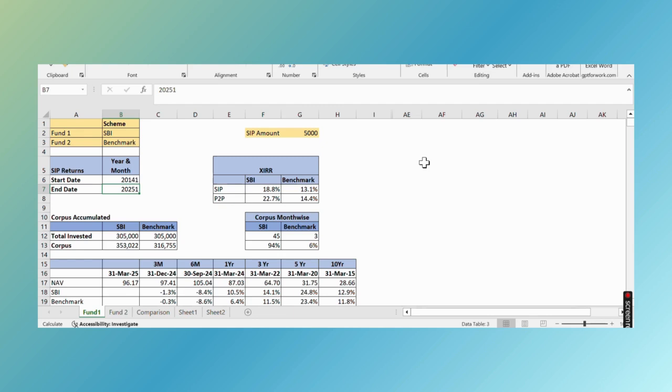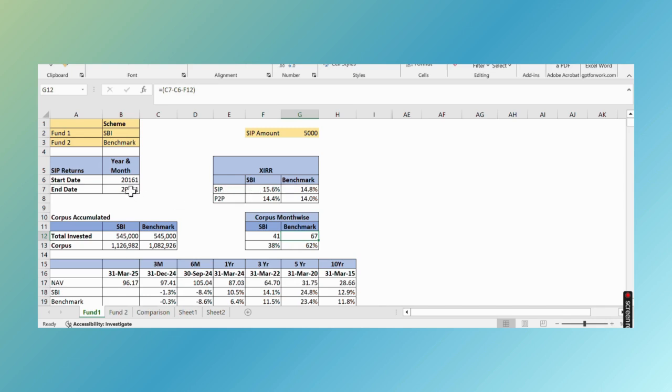But now again we need to look at different start points and end points. So let's see, we select 2016 instead of 2025. Now again here you see in terms of XIRR SBI is still better, but the margin of difference has changed significantly. And also if we look at the consistency, here you will see that the benchmark has been ahead in more number of months than the SBI large cap fund, right?